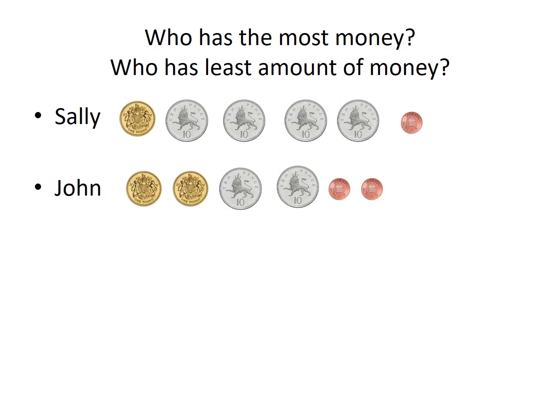So who has the most money and who has the least amount of money? Remember when we do these, we look at the hundreds first, so that's the pounds, then we add on the tens, then we add on the ones. The answers are on the following slide.